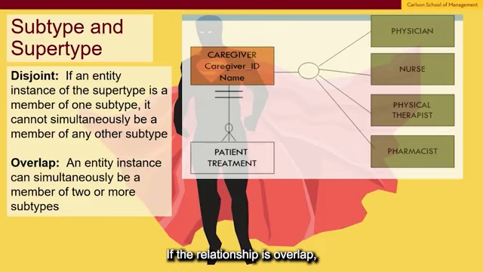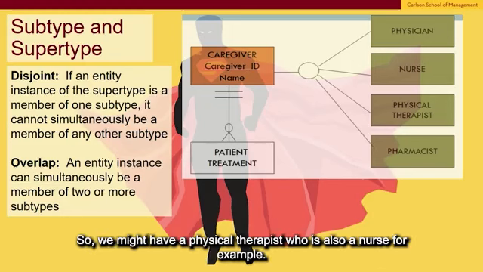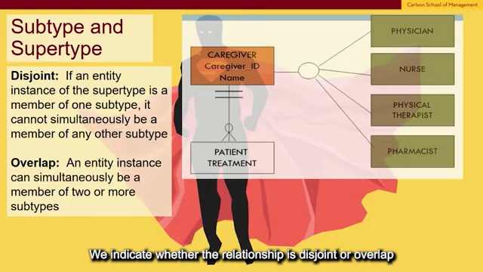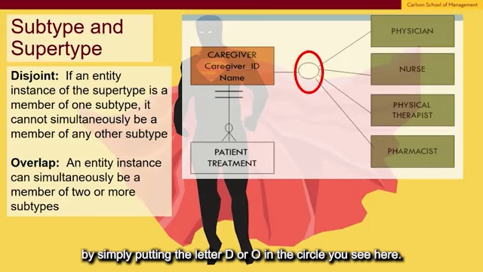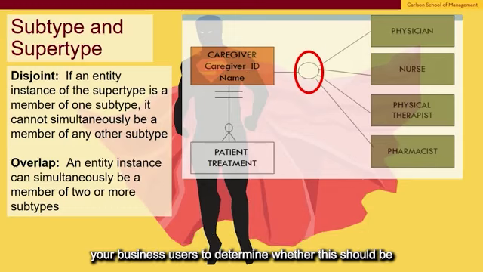If the relationship is overlap, that means that someone can be more than one of the types. So we might have a physical therapist who is also a nurse, for example. We indicate whether the relationship is disjoint or overlap by simply putting the letter D or O in the circle you see here. As shown, the relationship here is ambiguous, and you'd probably need to see one of your business users to determine whether this should be modeled as a disjoint or an overlap relationship.